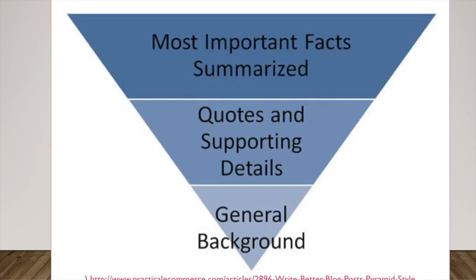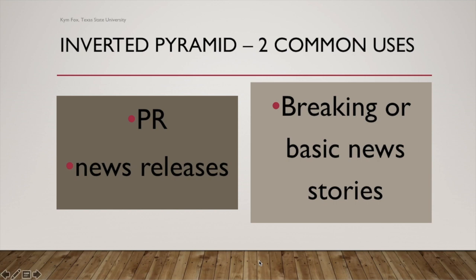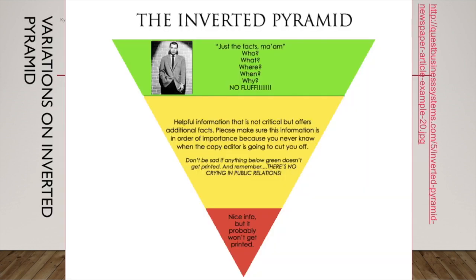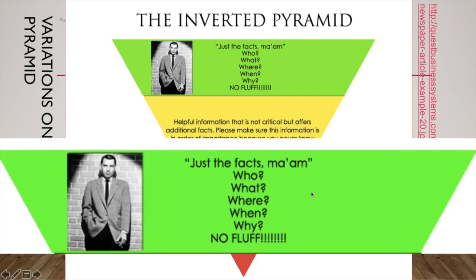This is the inverted pyramid, as we looked at just a bit ago. Important facts in the first paragraph, and then we move into some quotes and supporting details, maybe general background. We keep moving down in this structure. So let's think about a press release, news release, or breaking news story. Those are our most common ways to use this summary lead. So it can look like a lot of different things depending on the information we need, but look at this.